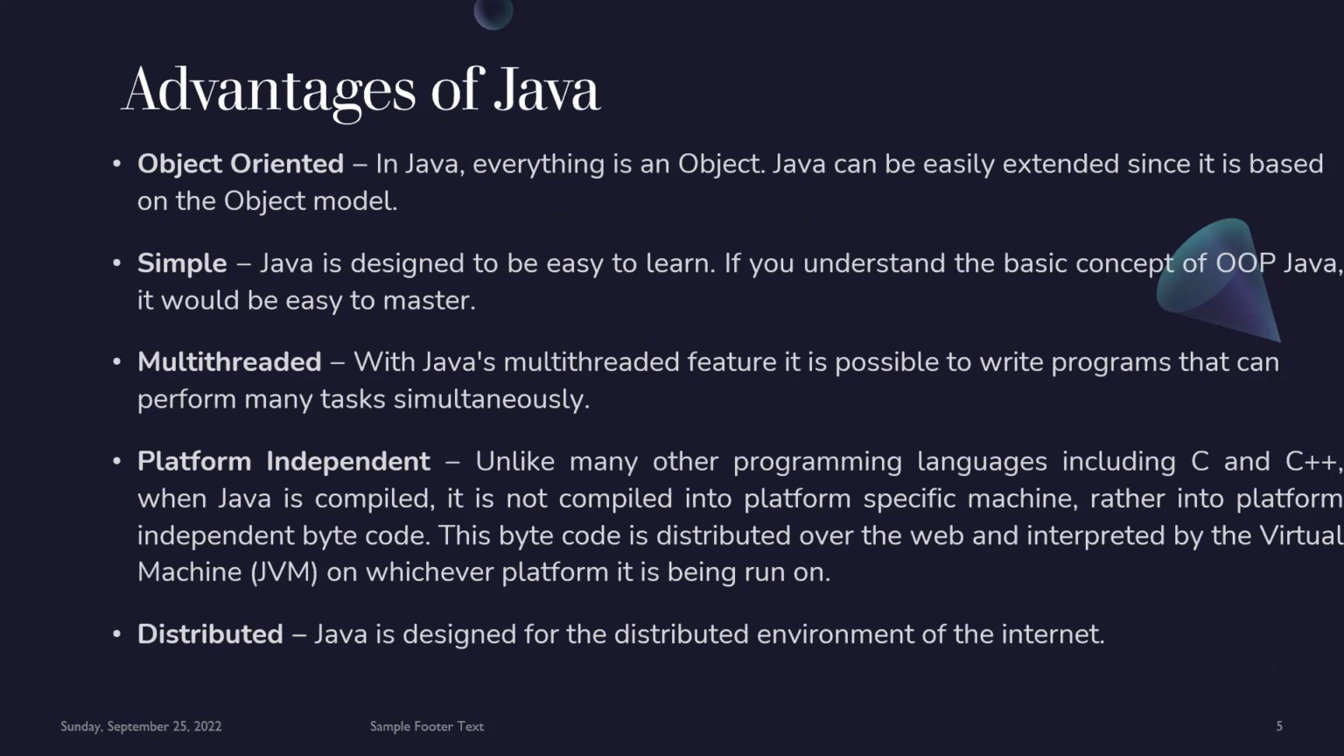The next thing is, what are the advantages of Java? There are multiple advantages of Java. The first one is object oriented. As we are discussing, Java is pure OOPS. It is class based object oriented, so in Java, everything is an object. Java can be easily extended since it is an object model.